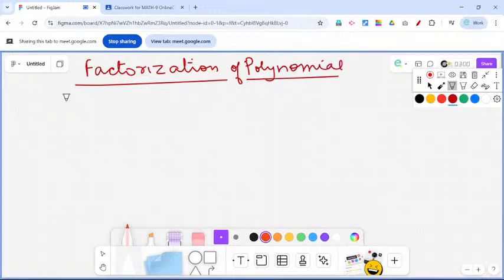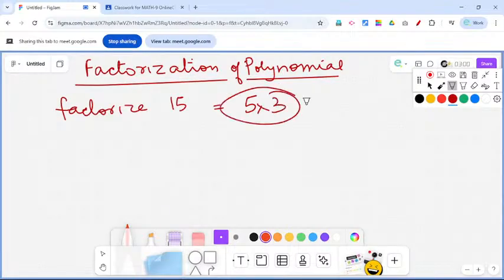अगर मैं आपको कहूँगा okay, factorize 15, then you can say 15 is equal to 5 multiplied by 3. So you have factorized. These are two factors. Factorize means you have to find the factors. So 5 and 3 are factors, so you have factorized 15. But I am not saying factorize a number. I am saying factorize a polynomial.